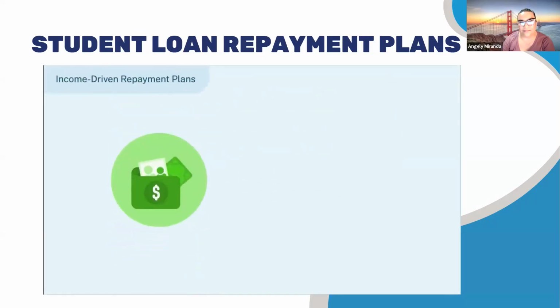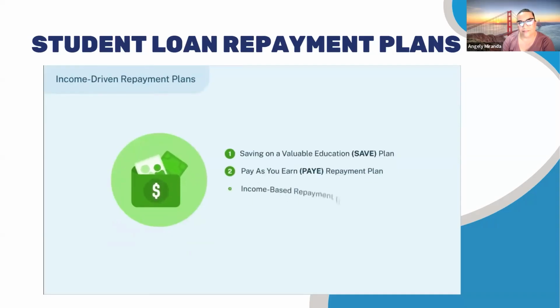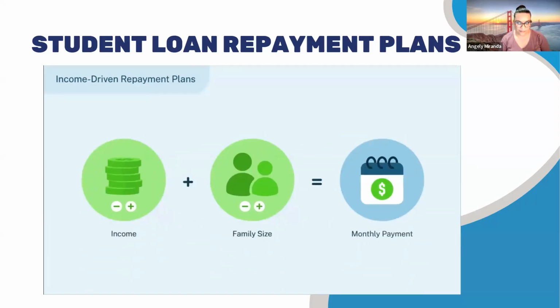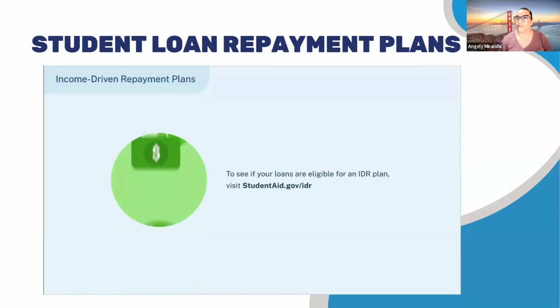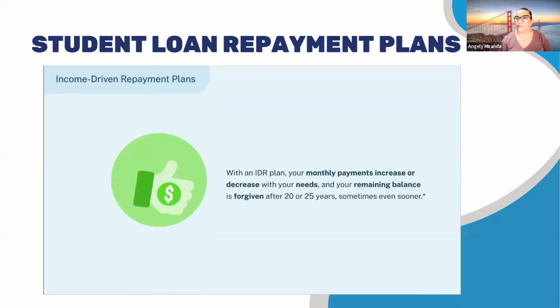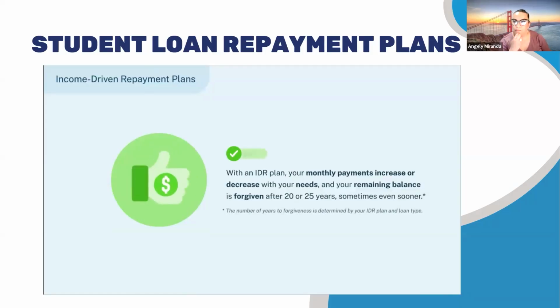We also offer 4 income-driven repayment plans: the Saving on a Valuable Education, or SAVE plan, the Pay As You Earn, or PAYE plan, the Income-Based Repayment plan, known as the IBR plan, and the Income-Contingent Repayment plan, or ICR plan. On an income-driven repayment plan, your monthly payment amount is based on your income and family size. If your income or family size goes up or down, then your payment amount will change as well. Each of the income-driven repayment plans has its own benefits and eligibility requirements. Your loan type will also affect whether you're able to enroll in a specific plan. Visit studentaid.gov/IDR to learn more. Although income-driven repayment plans aren't designed to have your loans paid off within a specific period of time, your remaining balance is forgiven after 20 or 25 years, and sometimes even sooner.